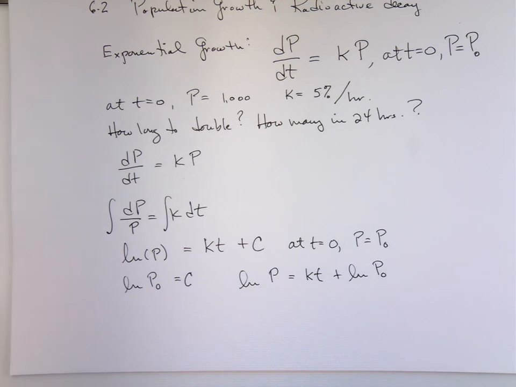Now, what is it I'm trying to do? I'm trying to solve for p, to find p at any time t, so that we can solve these other problems. I'm trying to get an equation for the population at any time t. To do that, I'm going to get the two natural logs together.